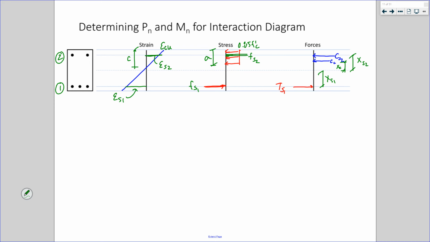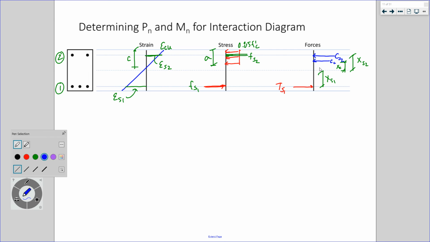Distance from my centroid to the centroid where that compression force in my concrete is located, which is what? H over 2 minus A over 2. It's a height. We're talking specifically about the centroid. We just need a place that we're going to end up taking our moment about, is what all this is.